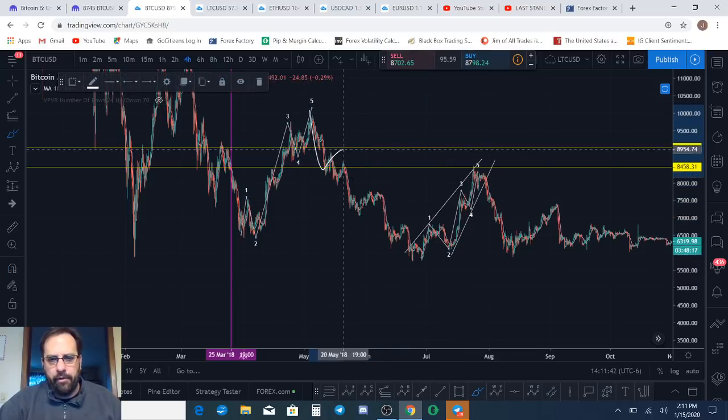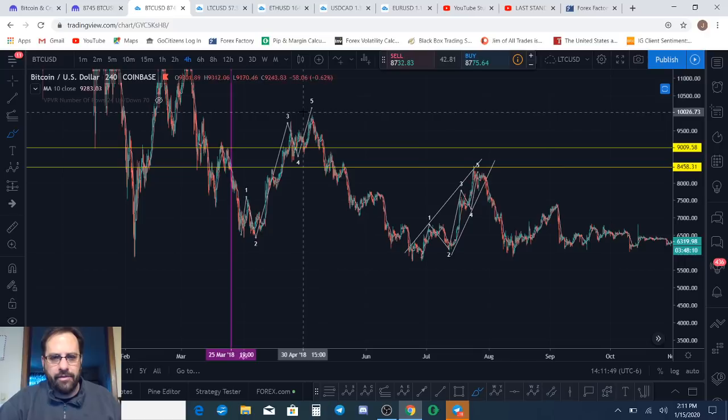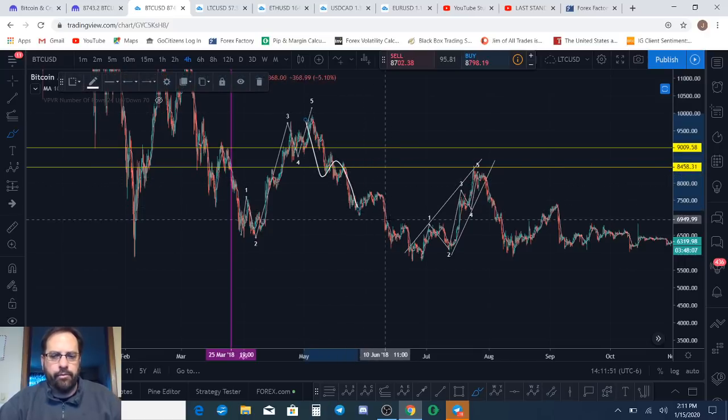Anyway, yeah, I would have been looking for a three-wave move, but seeing this come down impulsively to that region, I probably would not have taken that trade because that looks too impulsive to come down rather than three-wave-ish. But nevertheless, it is what it is.